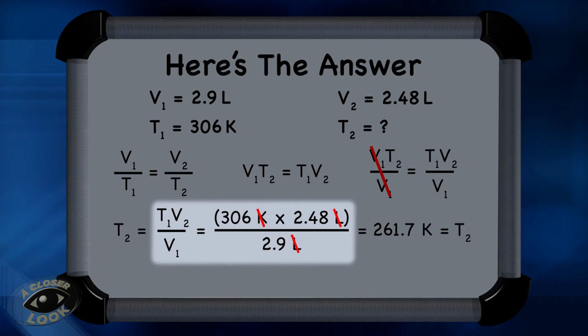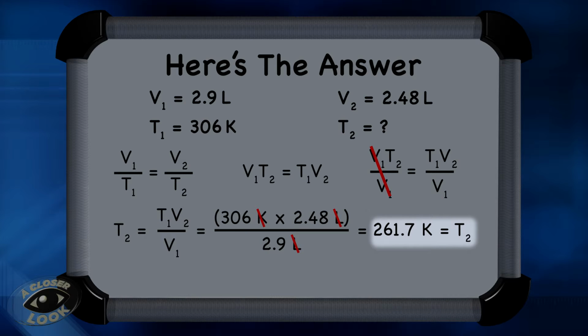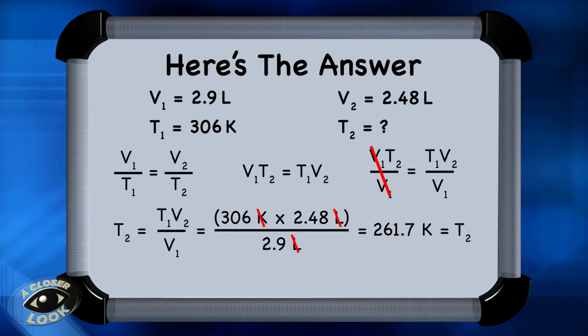When you rearrange Charles' law to solve for the new temperature and plug in the values, you get that T2 equals 261.7 Kelvin. In fact, temperature did go down from 306 Kelvin.